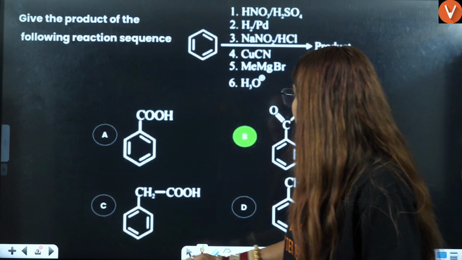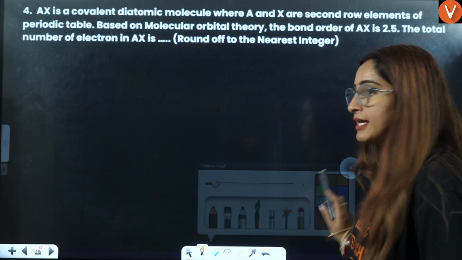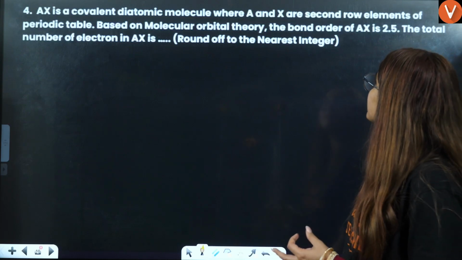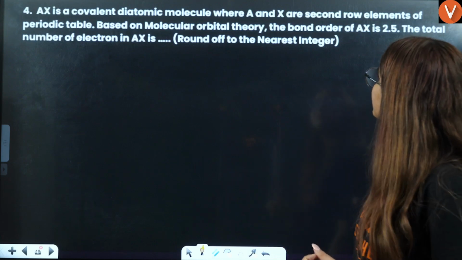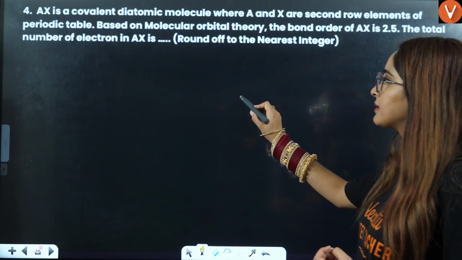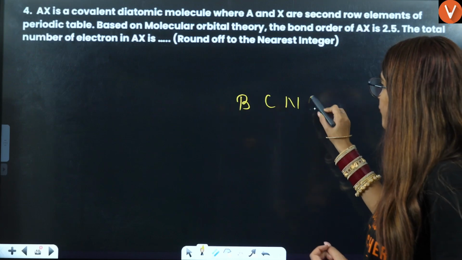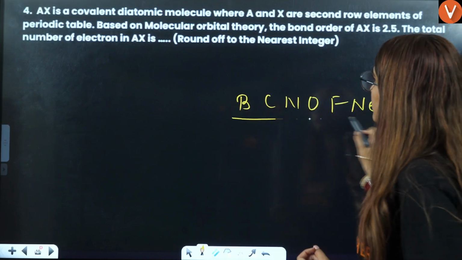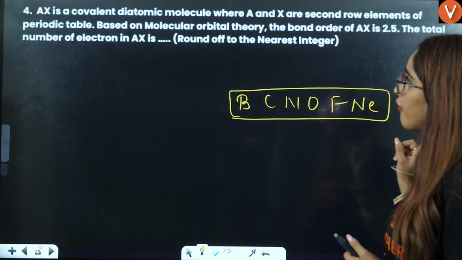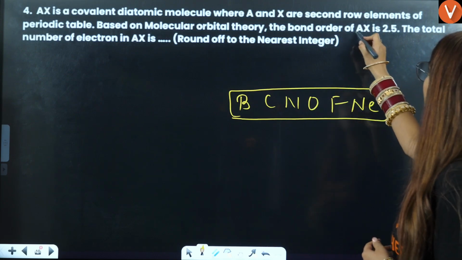Okay, next we have AX is a covalent diatomic molecule. Now what is he saying? AX is a covalent diatomic molecule where A and X are second row elements. Second row element means it can be this thing, right, which is a second row element of the periodic table. Based on molecular orbital theory, the bond order of AX is 2.5.